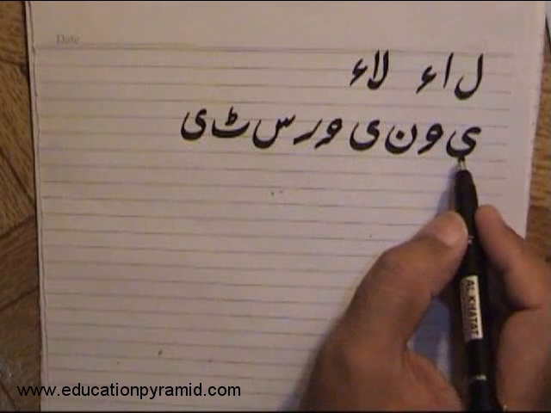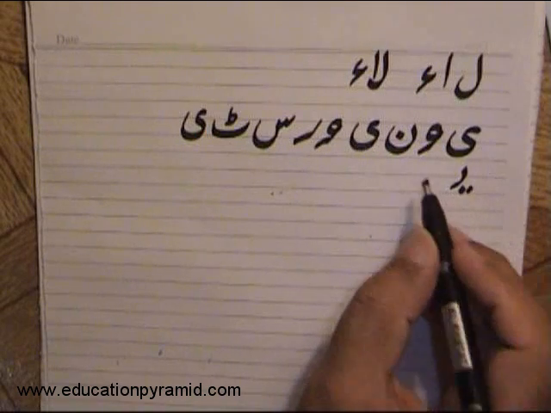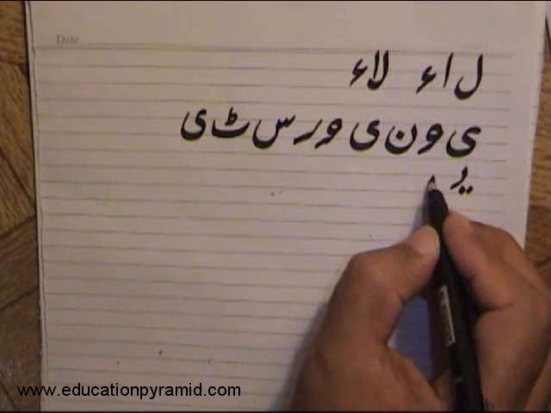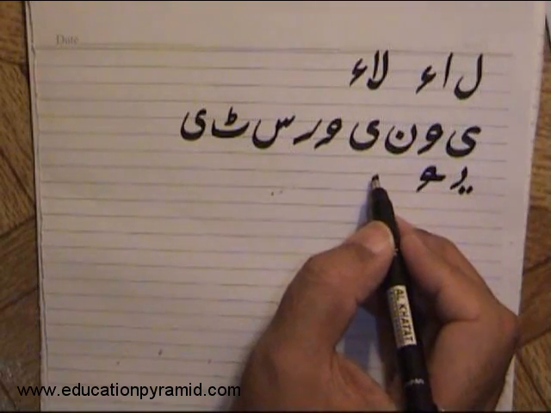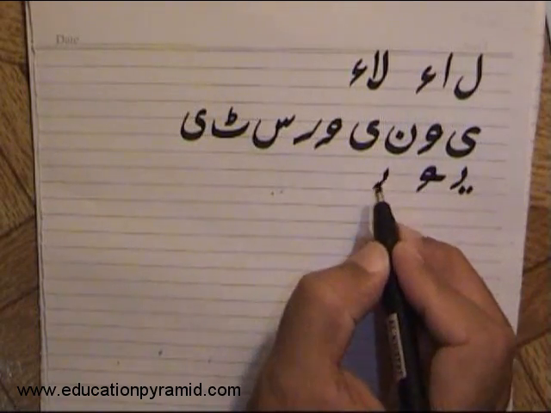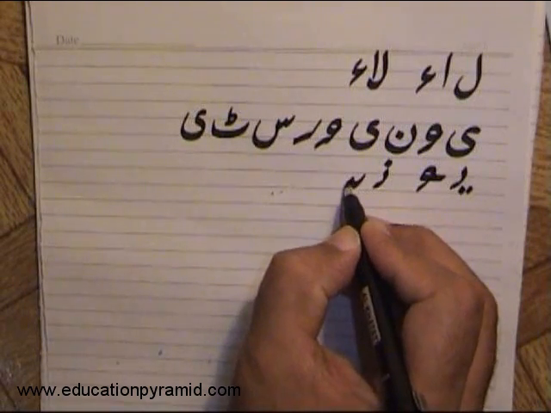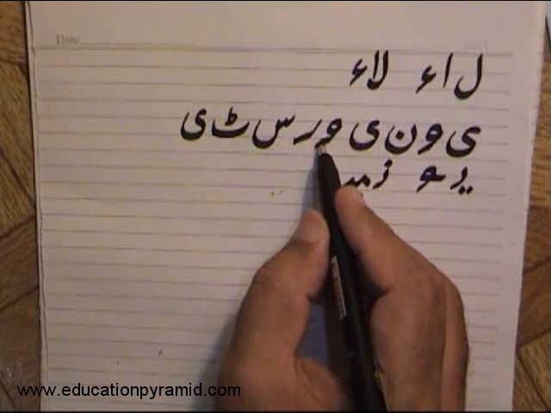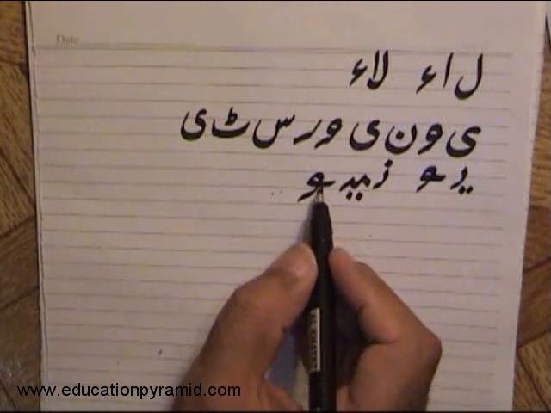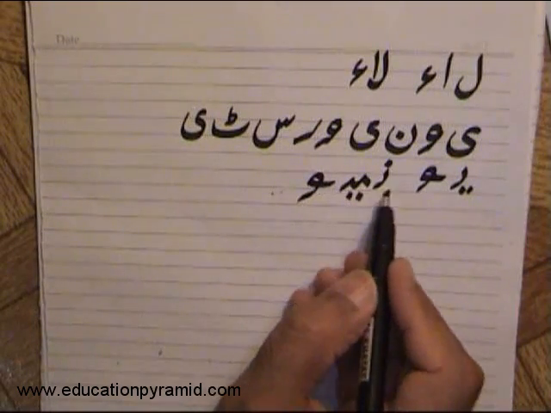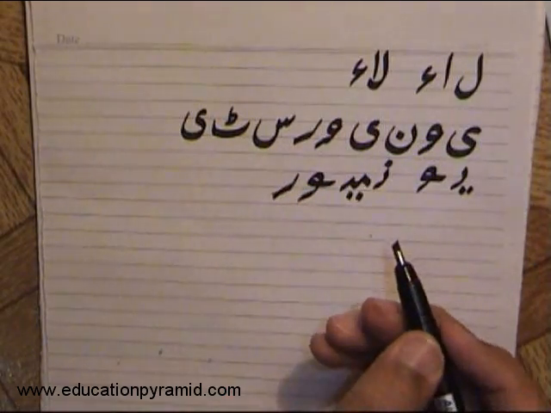Ye is a connector, so it will assume the initial position. Vowel is a non-connector, so it will appear only in the final position. So there is a break. This is one group. Noon is a connector, so it will assume the initial position, and ye is a connector, so it will assume the middle position. Vowel is again a non-connector, so it will create another break and appear at the end. Neev. The re is also a non-connector, so it will assume the independent position.